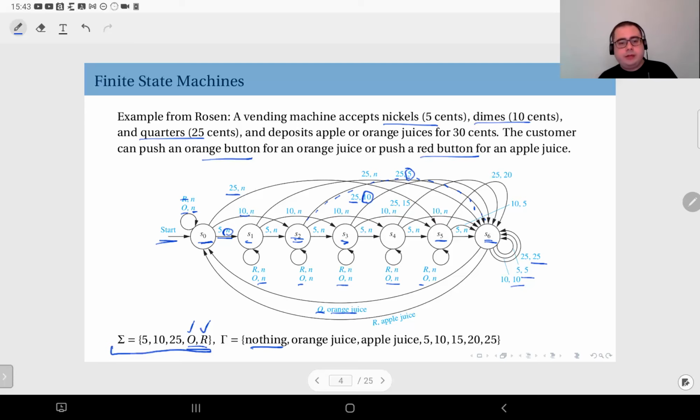So you see, in this way, using a finite state machine, we can model mathematically the behavior of such a vending machine, and this makes it easier to design such systems.